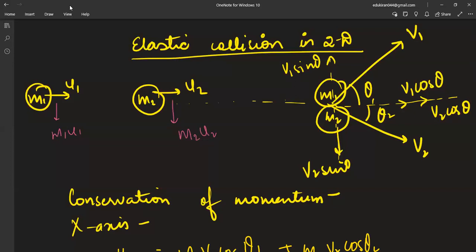Note it down. And I think my speakers aren't working well, so if you're saying something, I may not be able to hear it. So do one thing, type it in the chat column. The speakers aren't working well in the laptop.